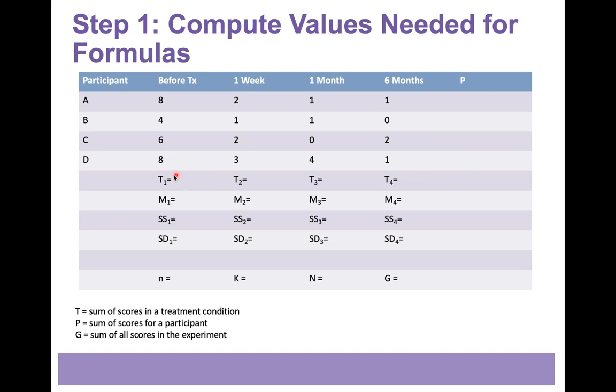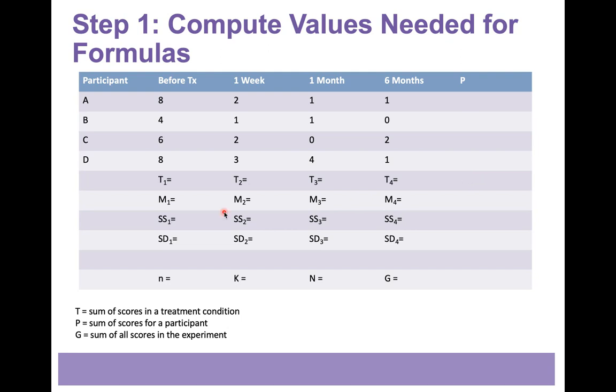So we're going to be using the T's and our sums of squares to calculate our between conditions variability, right? That's the effect of the condition, which in this case is time. We're then going to be using our P's to calculate our individual differences, which is what we get to throw away, right? That's the advantage of the repeated measures ANOVA.